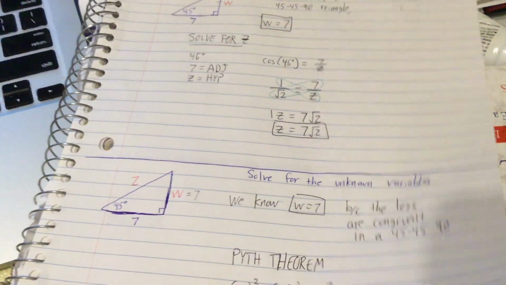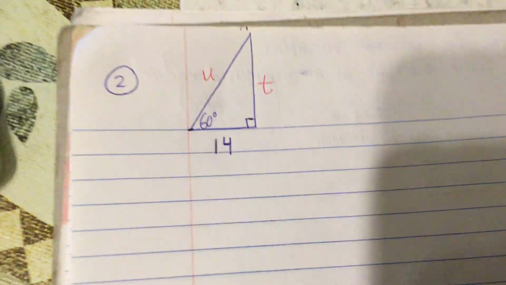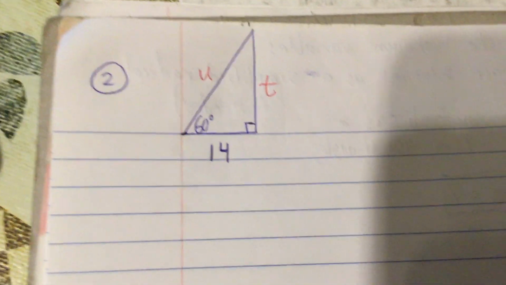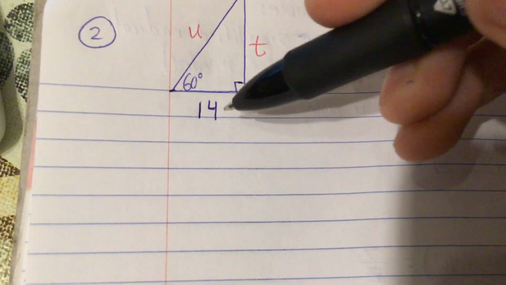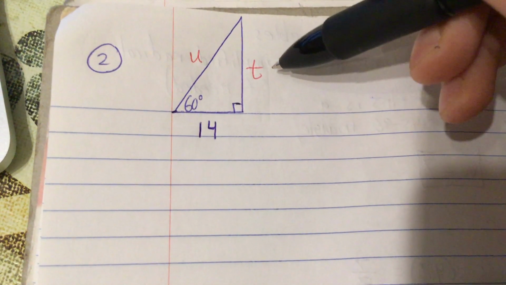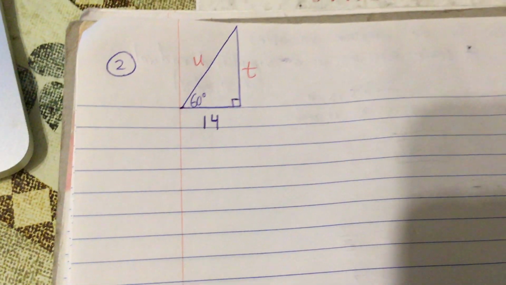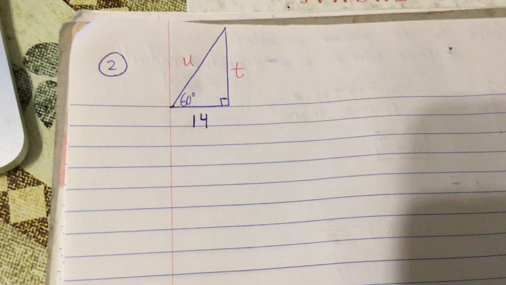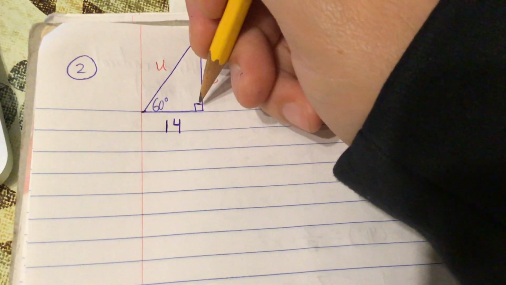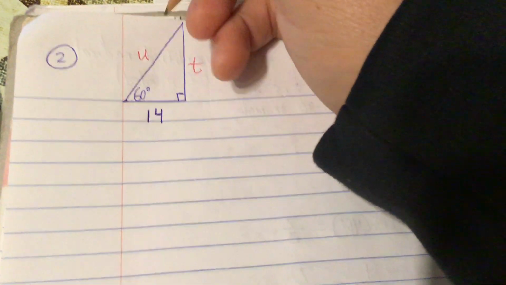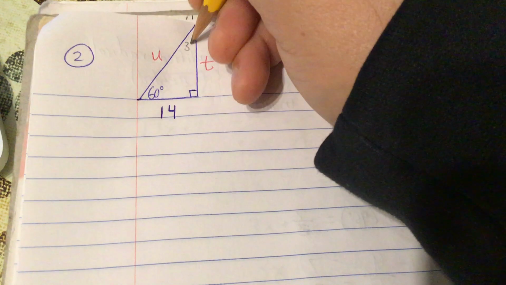Okay. Number 2. What if I give you this diagram? I give you a 90-degree angle, a 60-degree angle, side length 14, and I want you to solve for t and u. Okay? Well, in my diagram, if I give you a 60-degree angle and a 90-degree angle, that's a big hint that this angle over here has to be 30 degrees.